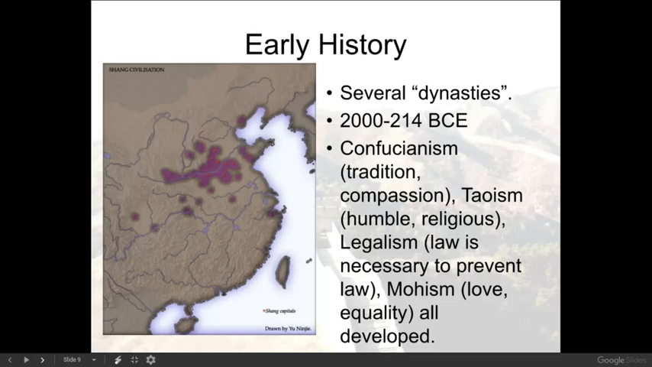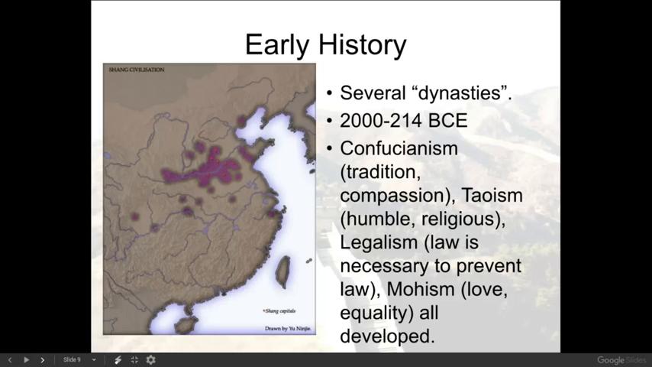And during ancient times, they also developed quite a few different types of philosophies or ways of thinking that still influence China today. So I just want to briefly mention each of these with the most general type of definition. And the first one would be Confucianism. And Confucianism concentrates on tradition and compassion.